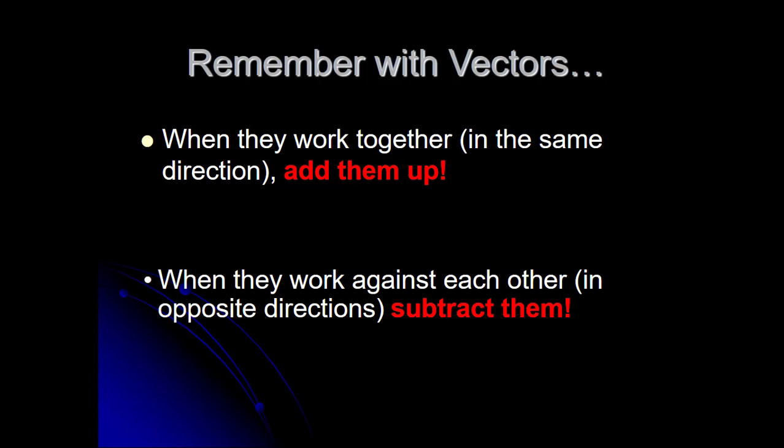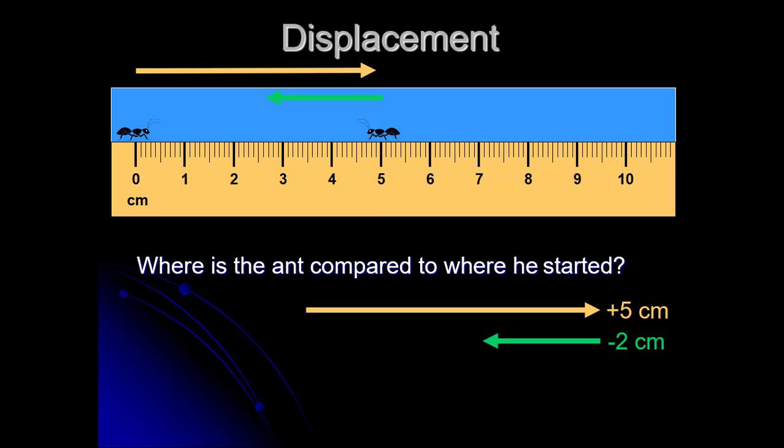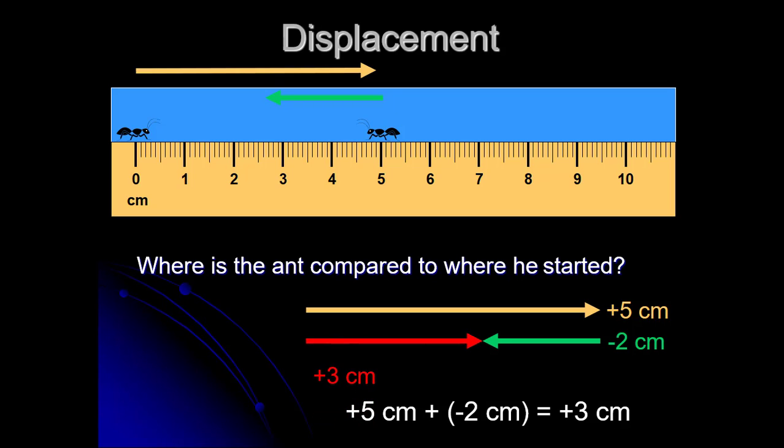Now remember from forces, when we have vectors that are working together or working in the same direction, we add them up. When we have vectors that are working against each other or in opposite directions, we subtract them. So if we take that positive 5 centimeters and that negative 2 centimeters, we're going to end up with a positive 3 centimeters as our displacement. So our ant ends up, even though he travels 7 total centimeters, he's going to end up 3 centimeters on the positive side of where he started.